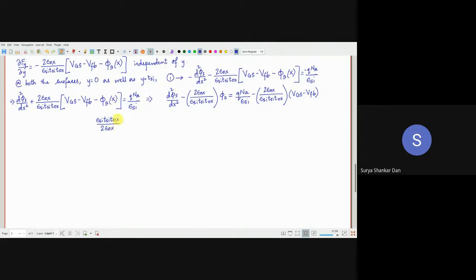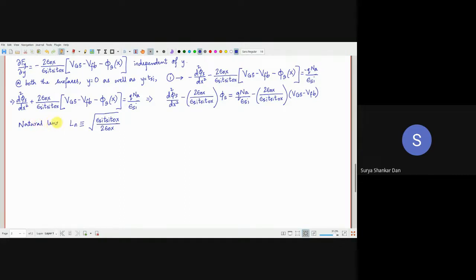Its unit is length. You see epsilon SI, OX. Both epsilons are farad per centimeter square. They'll cancel. TSI into TOX, they are length into length square. Now what I shall do is define the square root of this as a parameter called ln, which is called the natural length of the device.